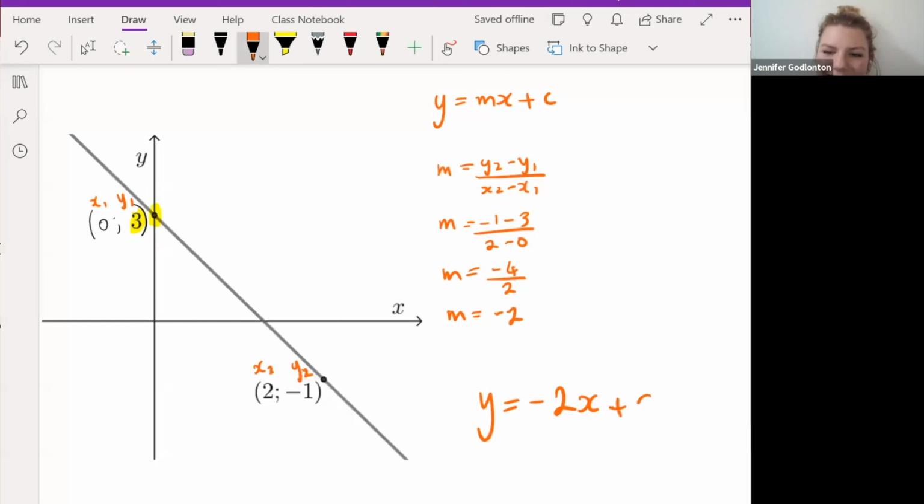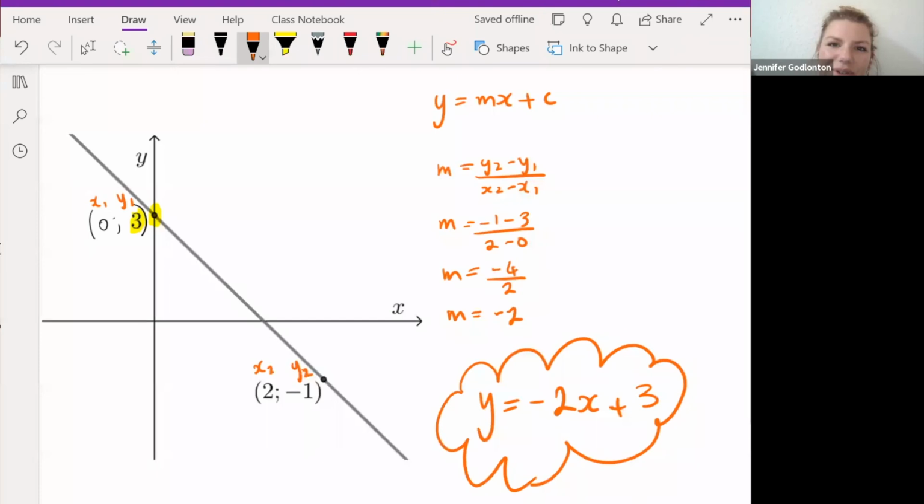100%. Okay, so my equation is y equals -2x plus 3. 2 marks for the -2, 1 mark for the 3. Give yourselves a pat on the back, guys. Very proud of you. You've come a long way in this hour.